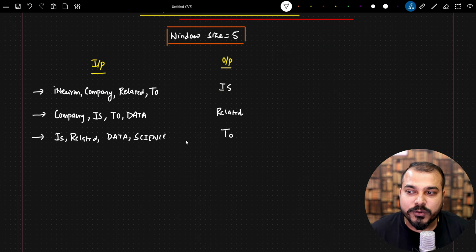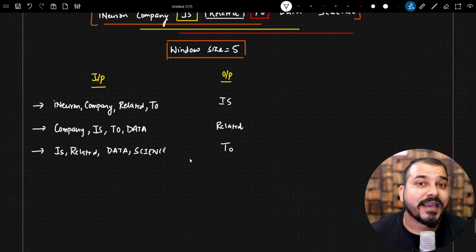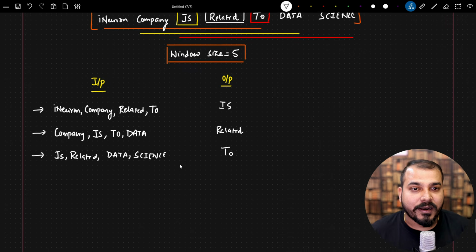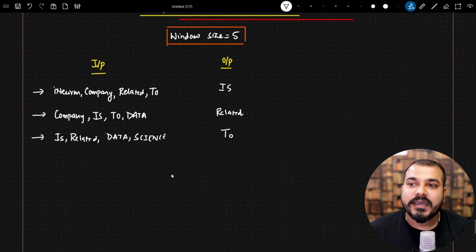Now what I'm actually going to do is that I'm going to train my model with this. Very simple, right? Now how the training will basically happen and why do we say this as continuous bag of words, right? So that part also we'll try to understand in a better way.